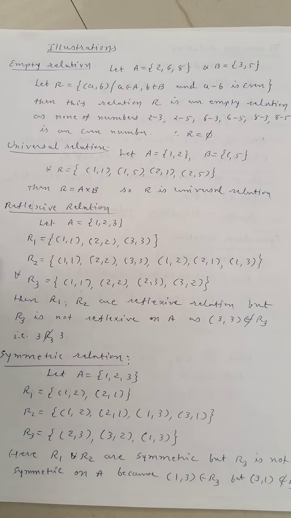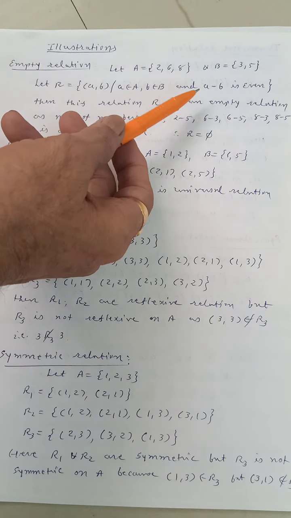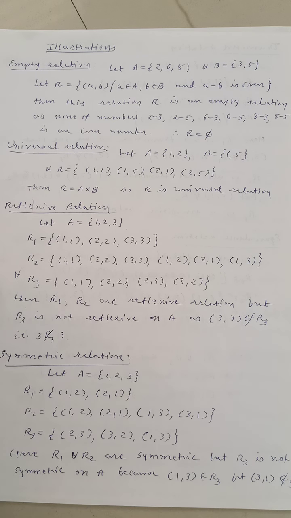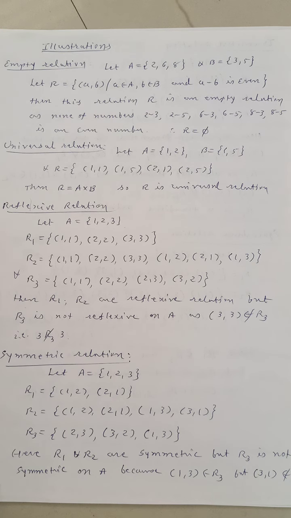Similarly take 2, 5. Suppose you select the ordered pair (2, 5), then 2 minus 5. Look at the a minus b condition you read. 2 minus 5 is minus 3, again not even, so it is not a member of R. Same way you check: 6 minus 3, 6 minus 5, 8 minus 3, 8 minus 5 are all odd. They are not even. And that is why we see none of the members in R, and so we call R an empty relation.